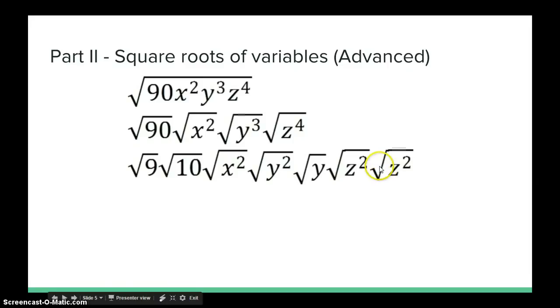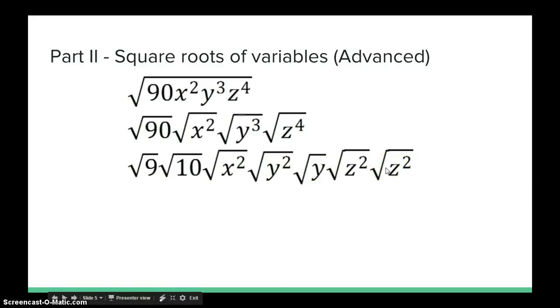This is another good time to pause the video if you need to and really work through how I got each one of these new factors. I'm taking what's up here and breaking it down into its perfect square factors. x squared stays as x squared, y cubed is y squared times y, z to the fourth is z squared times z squared. Make sure you get this point.